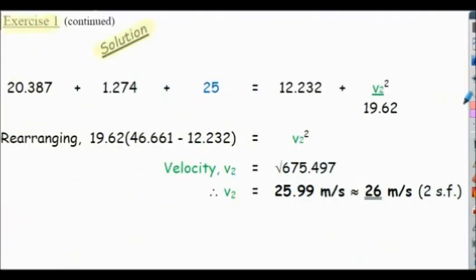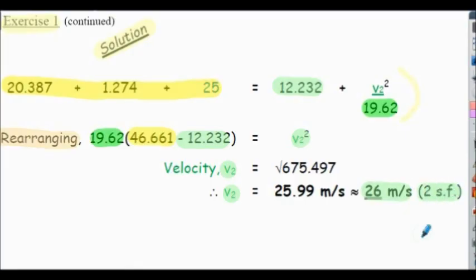Exercise 1, solution continued. Just repeated this line for convenience from the previous slide. So now rearranging, I've summed the left hand side, shown here. I've subtracted the right hand side, and I multiplied throughout by the 19.62. So that left me with V2 squared, and simply evaluating V2, it's 26 meters per second to two significant figures. Again, I'll let you review the calculations there.